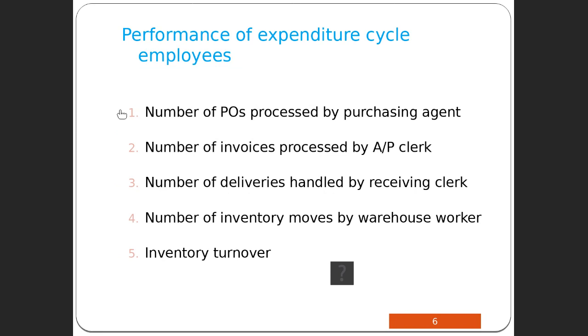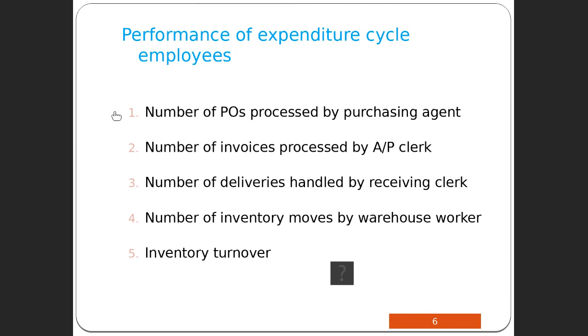Okay. Last slide in the chapter is monitoring the performance of the expenditure cycle employees. So what you want to know here, monitor the performance of the different employees in the expenditure cycle, so that you can reward them for their performance, or you can withhold the reward when there is lack of performance.